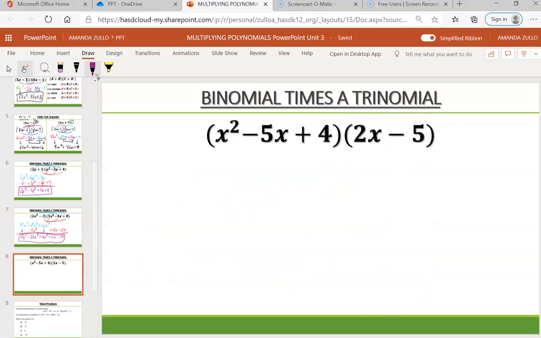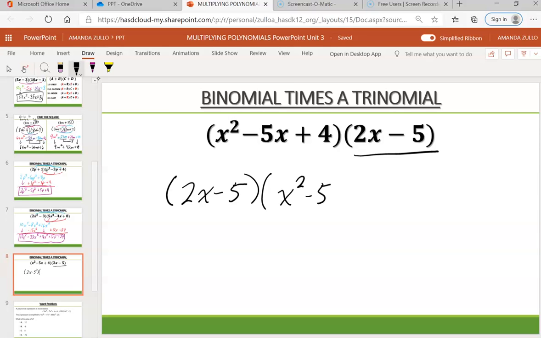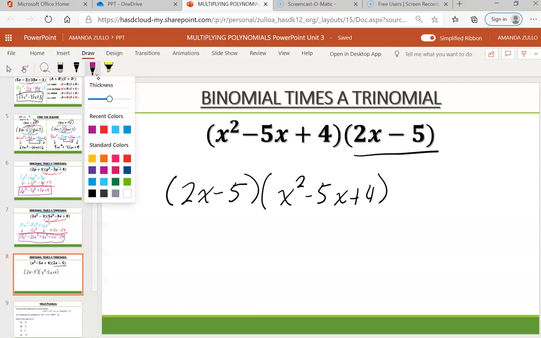And then we have this one. Remember I said it's going to be easier if you take your binomial and put it in front. So what you could do here is all you have to do to fix this is take this and write it down first. So 2x minus 5. Write that on the left. And then I'm just going to copy this down. You could do it the other way. It's just a little less messy this way. Now it's set up how I want it.